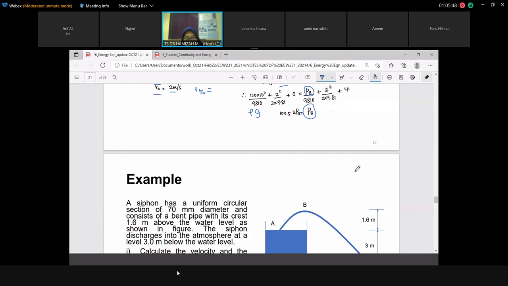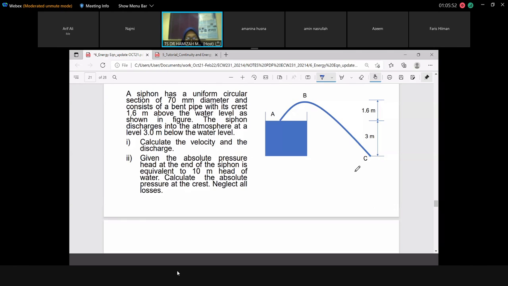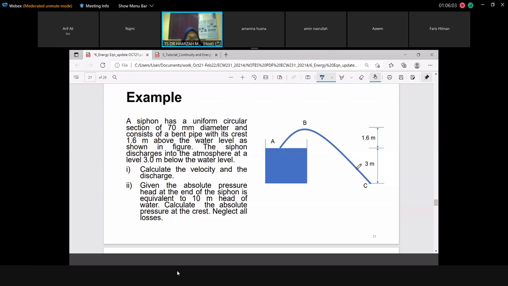A siphon has a uniform circular section of 70 mm diameter. So maksud dia pipe ni sama size, 70 mm. Okay, so it consists a bend pipe with a crest of 1.6 above the water level. The siphon discharges into the atmosphere at level 3 below the water level.